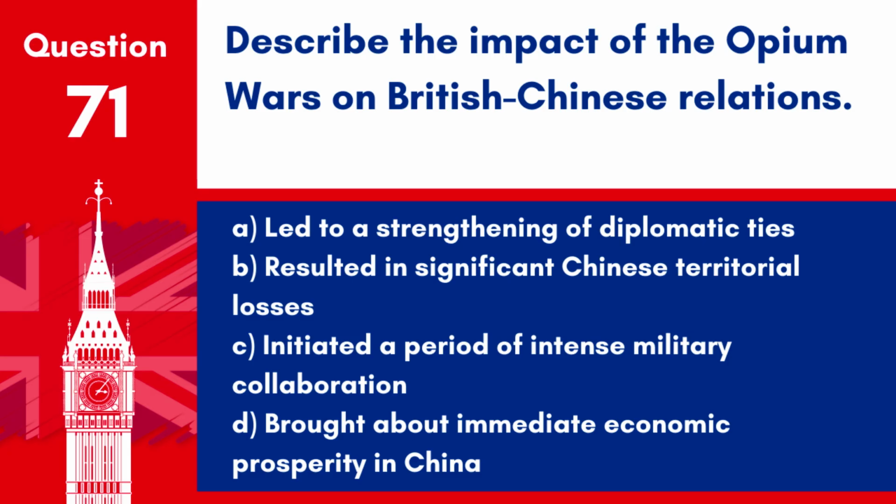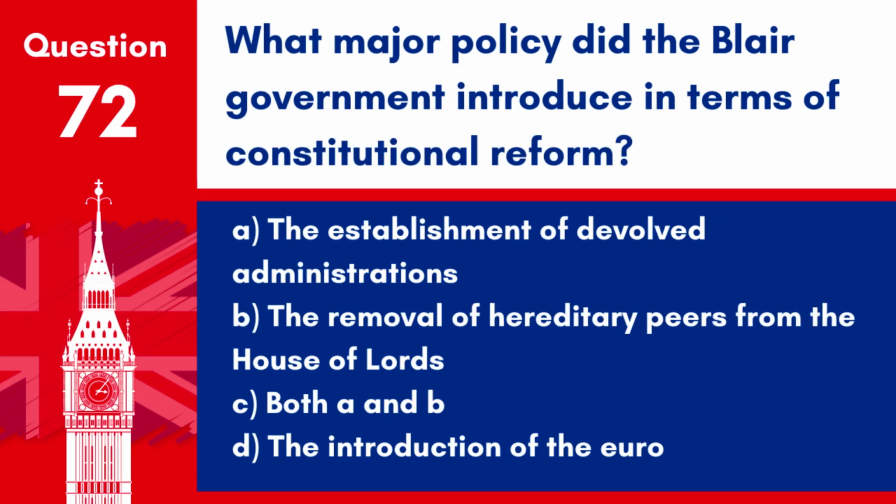Answer B. Resulted in significant Chinese territorial losses. The Opium Wars adversely affected British-Chinese relations, leading to significant territorial losses for China and the imposition of unequal treaties that favoured Western powers.